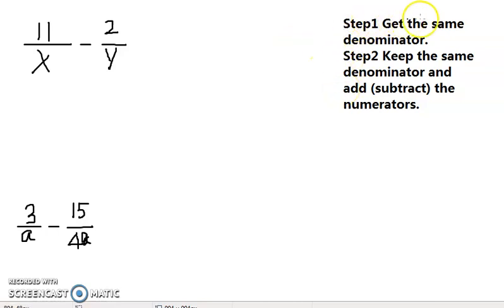The first step, we're going to get the same denominator by checking. We know that these two denominators are not the same. One of them is x, the other is y, so they're different. We're going to find the LCD. If you recall the previous examples, we have numbers here. We always break them down, and so we can find the number in each column to get the least common multiple. So we can still do the same way here.